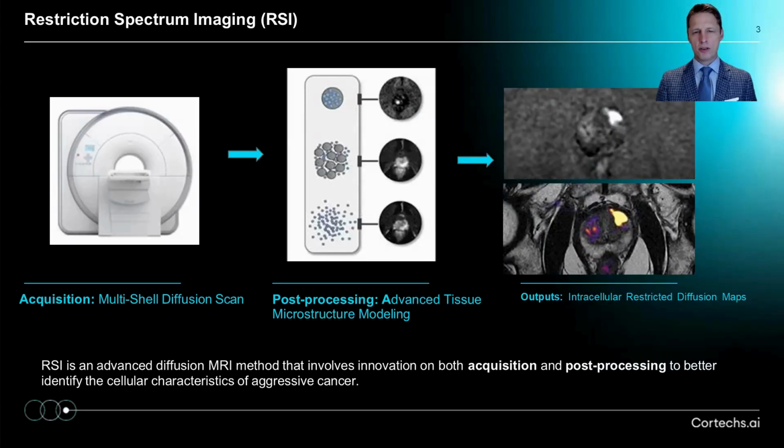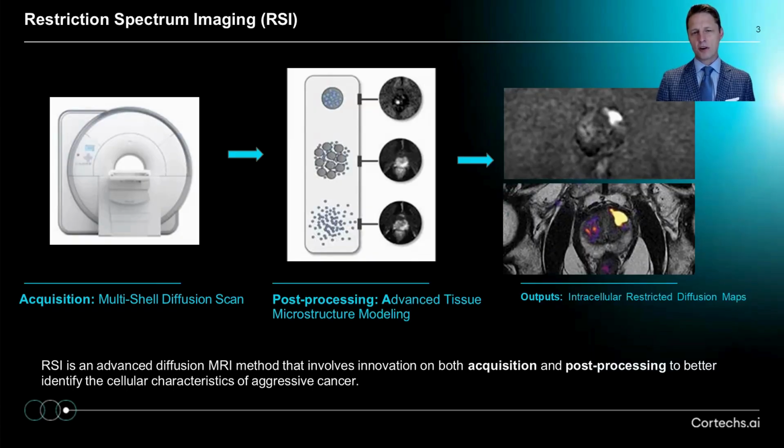Restriction spectrum imaging is a novel advanced diffusion sequence designed to improve upon the strengths of conventional MRI while correcting its weaknesses. It involves innovation on both the acquisition and post-processing to better identify the cellular characteristics of aggressive prostate cancer. It does not require a separate pulse sequence or additional scan time.